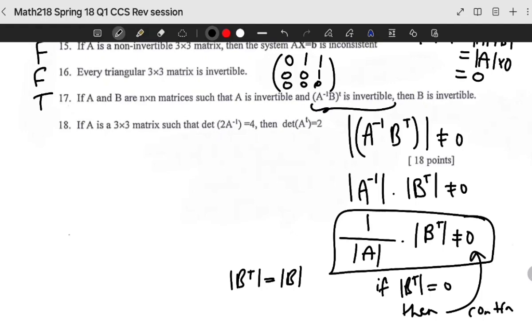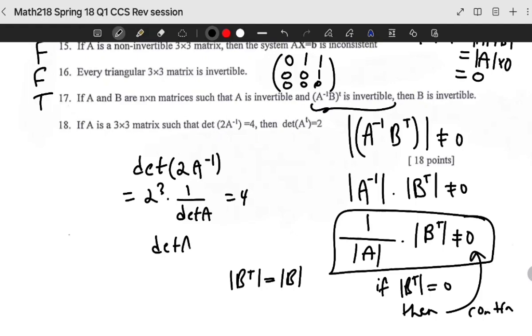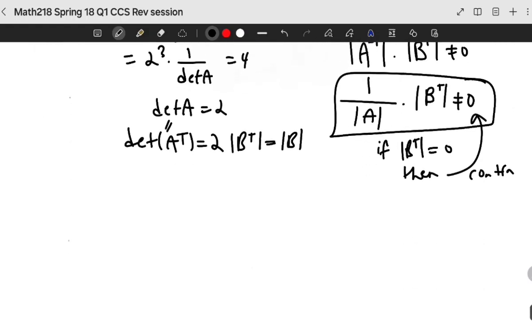If A is a 3 by 3 matrix such that the determinant of 2A inverse equal to 4, then the determinant of A transpose is equal to 2. So the determinant of 2A inverse is equal to 2 to the power 3 times 1 over the determinant of A, which is equal to 4. So the determinant of A is equal to 2, which makes the determinant of A transpose equal to 2 as well, since the determinant of A is equal to the determinant of A transpose. Note again that when I take the 2 out here, I have to raise it to the power of 3. So this is true as well.